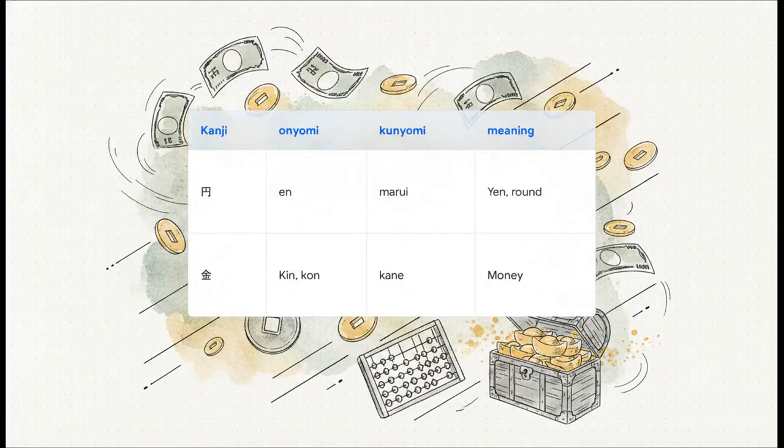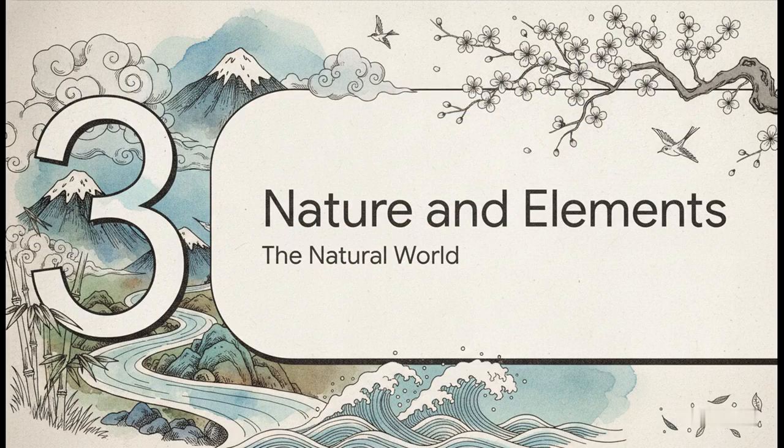Naturally, when we talk about big numbers, we start thinking about commerce, right? So let's connect numbers to money. The kanji for yen or round has the onyomi en and the kunyomi marui. Paired with that is the kanji for money itself. Its onyomi readings are kin or kan, and the kunyomi is kane. Linking the concept of scale directly to currency is just a fantastic way to cement these characters into your memory. Let's take a quick breather and shift to Section 3, Nature and Elements.